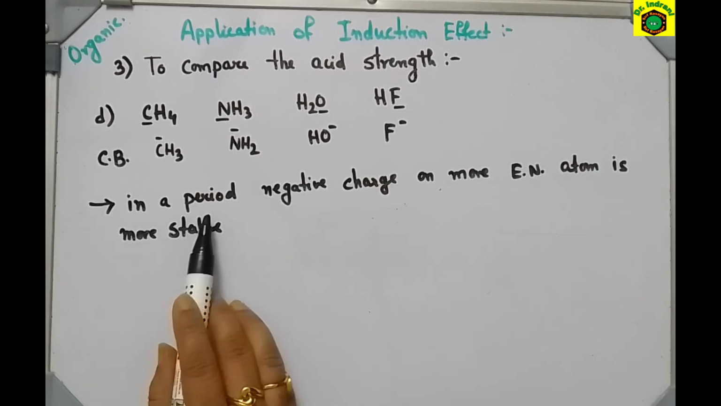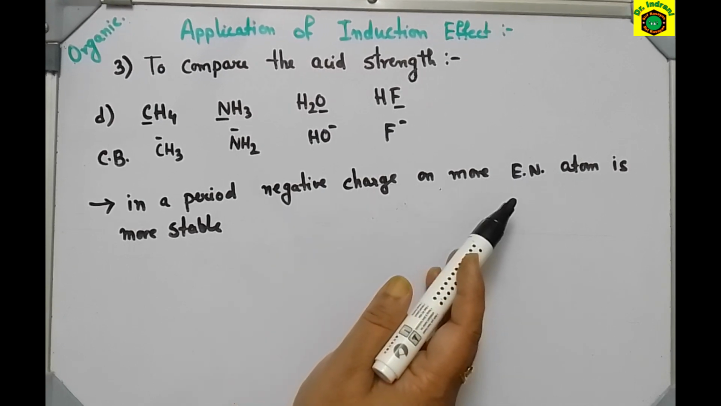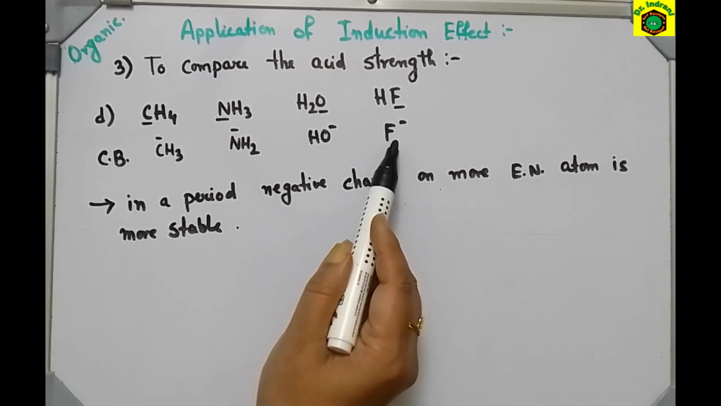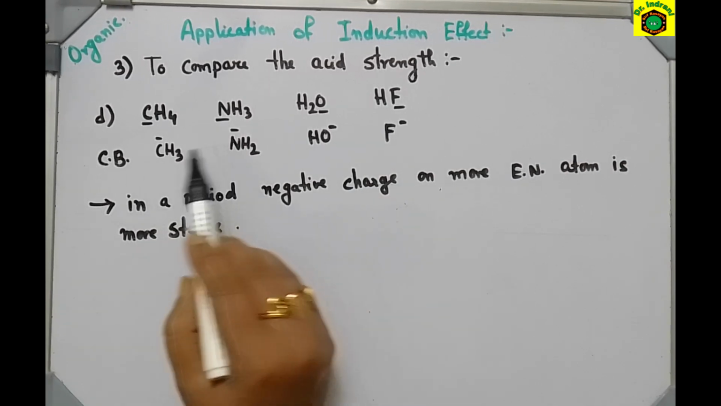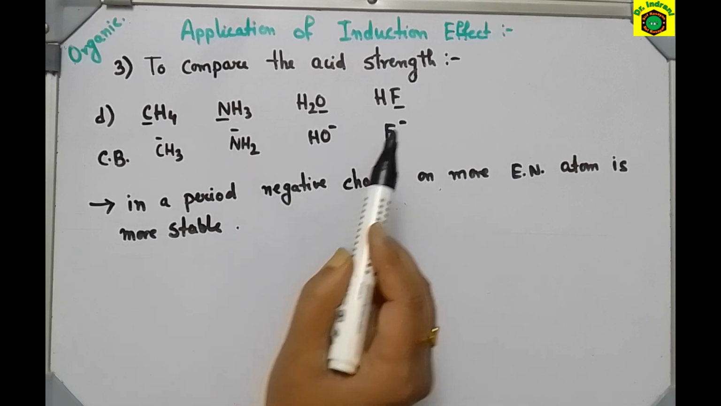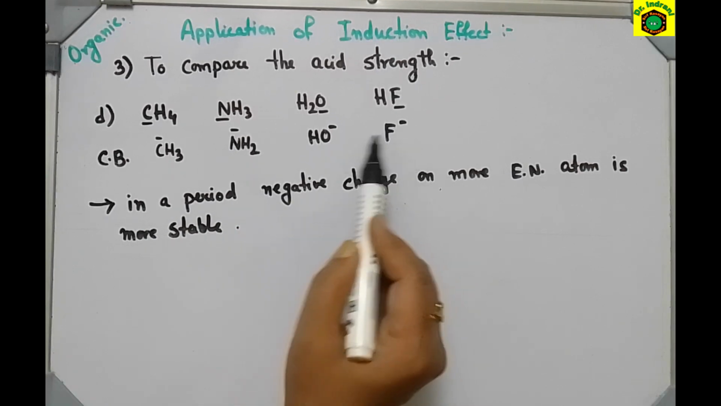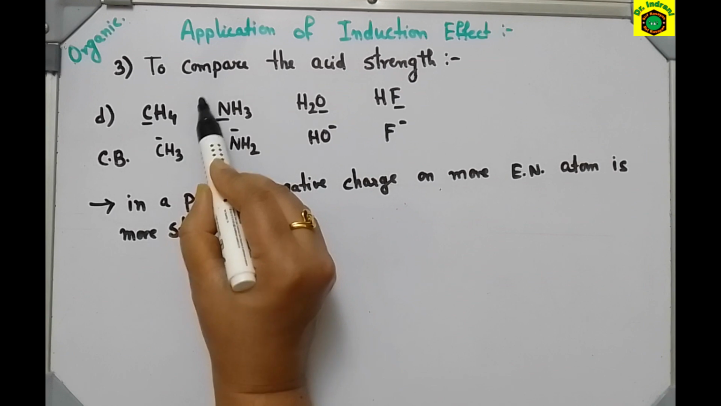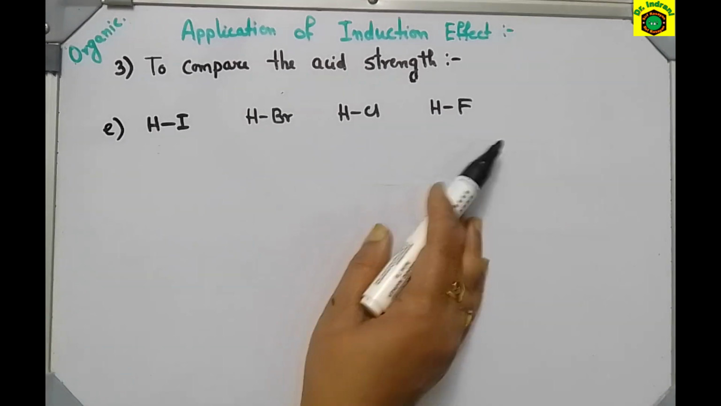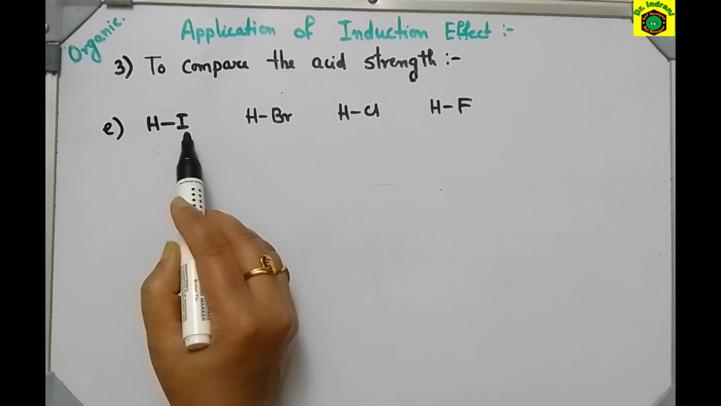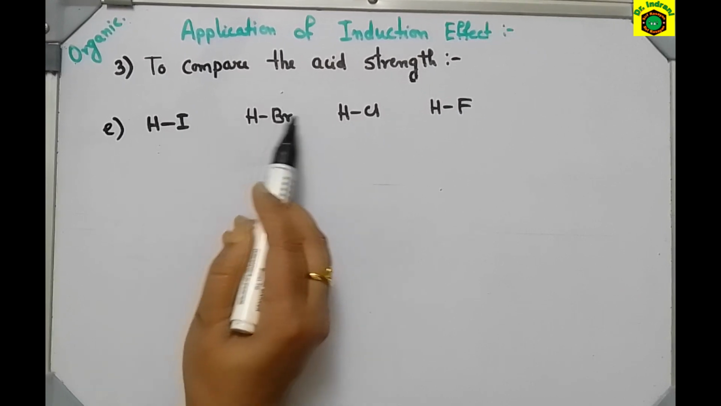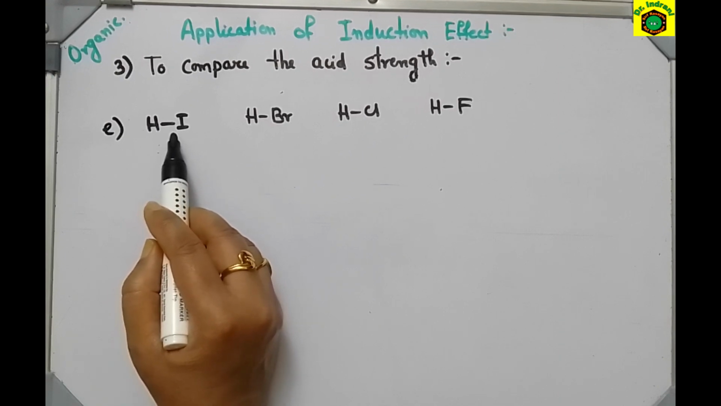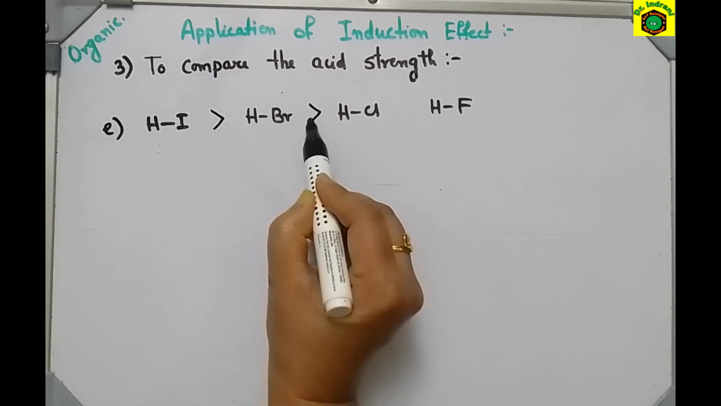So always remember, in a period, negative charge on more electronegative atom is more stable. So between carbon, nitrogen, oxygen, fluorine, this is most electronegative. So along a period from left to right, electronegativity is increasing. So this conjugate base is more stable, then this, then this, then this. So obviously acid strength is increasing in this direction. For these compounds, here bond length between hydrogen and iodo is maximum. Bond length is decreasing in this direction. Since bond length is maximum here, it is most reactive to donate H+. So acidic character is decreasing in this direction.